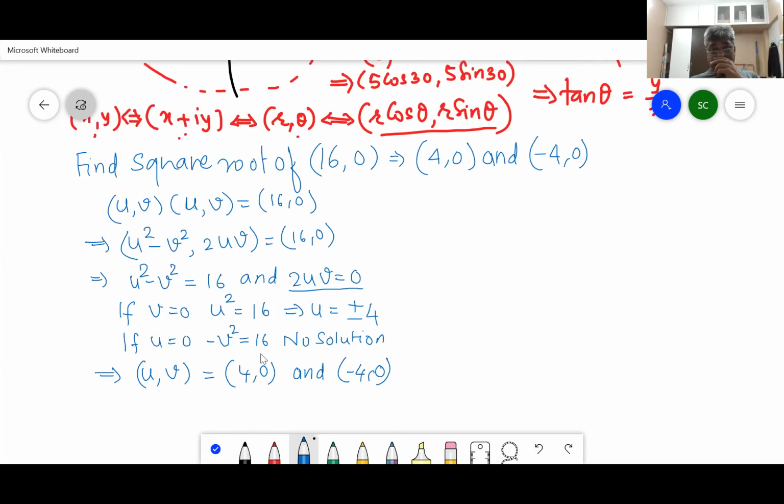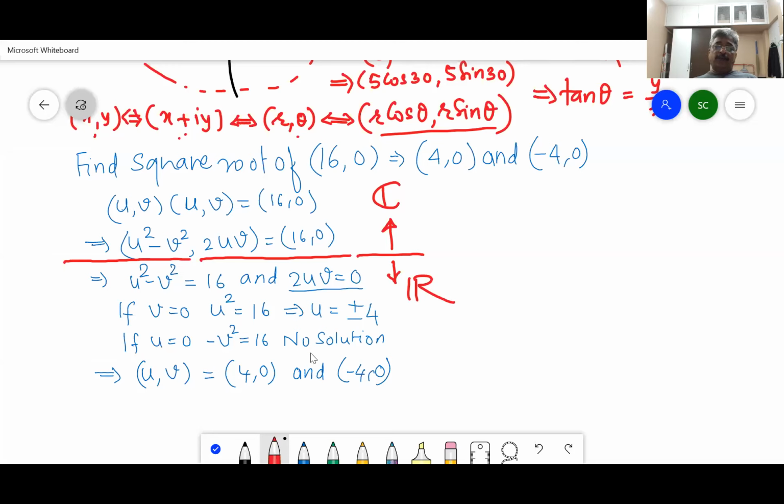But it is in real numbers. When we represent it in that form, v has to be real. Above this is C. Below this is R. And therefore no solution. Understood? But it was a good question.